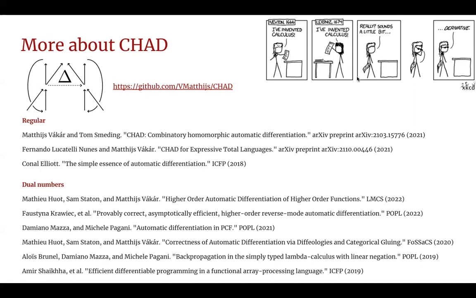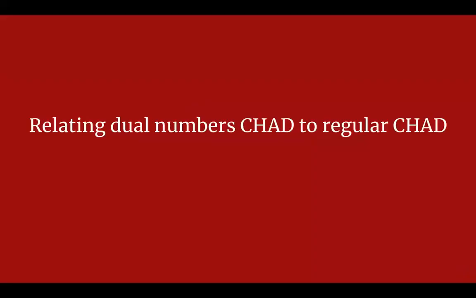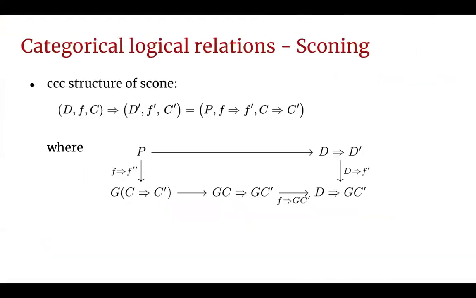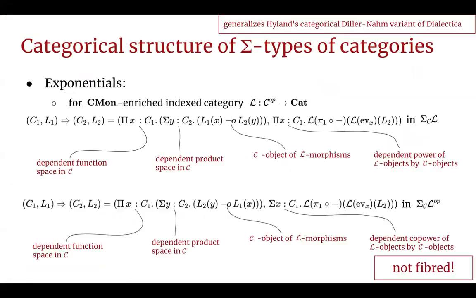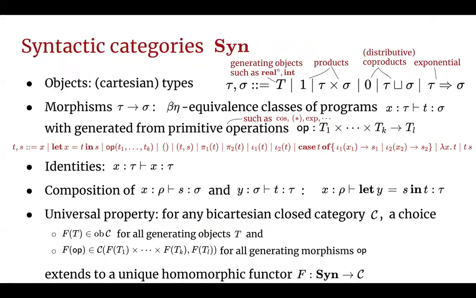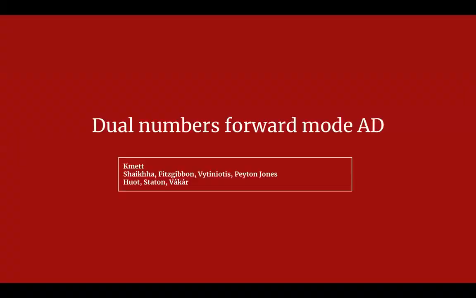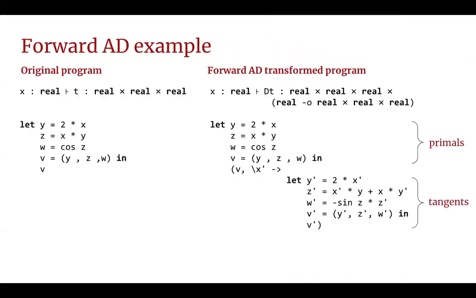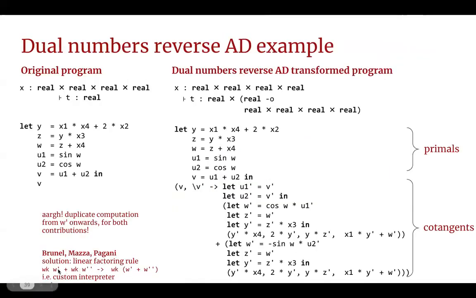Well, for forward mode AD, I would always use dual numbers. And for reverse AD, it's not so clear to me that the dual numbers approach works so well. As far as I can tell, this also came up in Michele Pagani's talk: you need a certain non-standard operational semantics for dual numbers reverse AD to be efficient. You need this linear factoring rule, this rule here, to make it efficient.